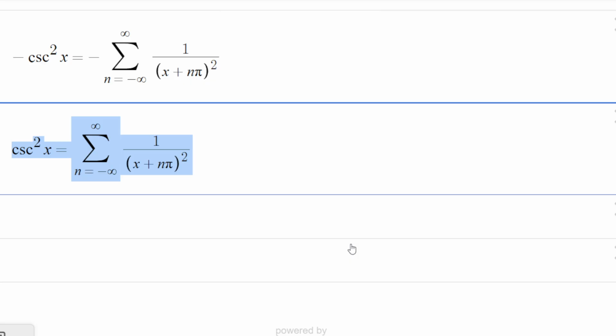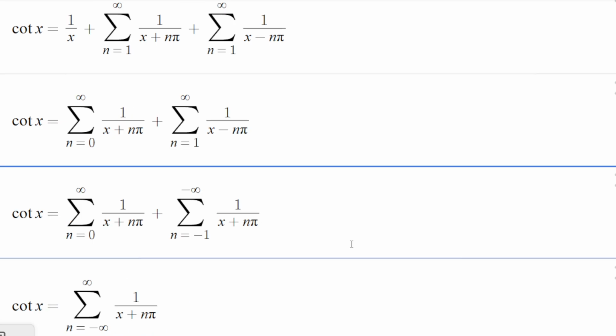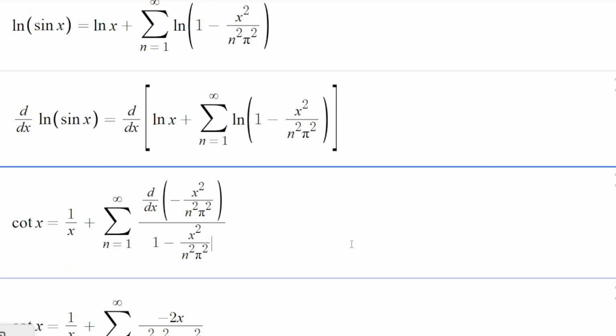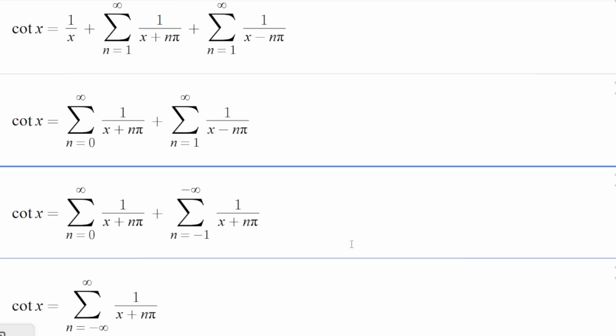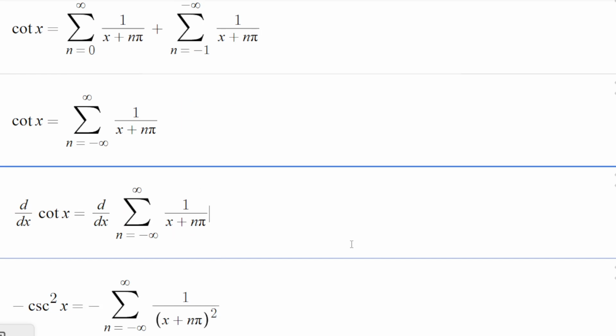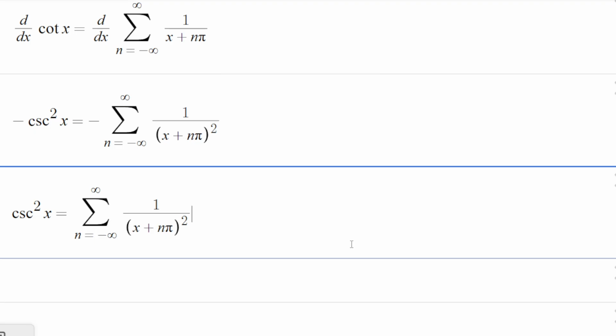So we actually got two nice identities in this video. We got the cosecant squared x identity, and we also got a cotangent identity. Cotangent x we found was equal to this. So we got two nice identities. We got cotangent x is equal to the sum over the integers of 1 over x plus n pi, and that cosecant squared x is equal to the sum over the integers of 1 over (x plus n pi) all squared.